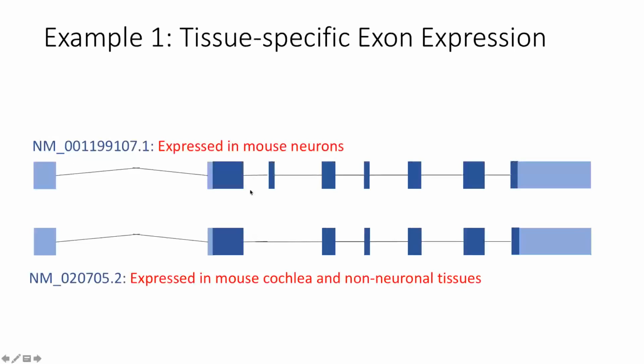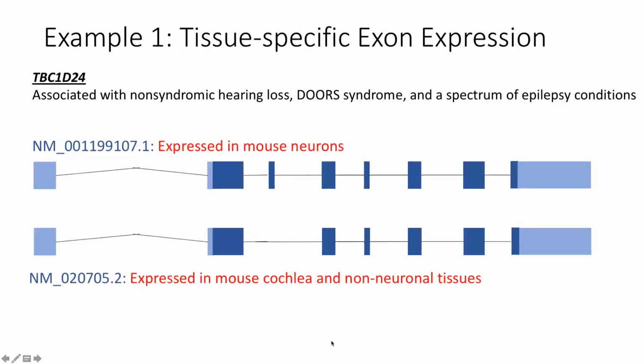So I'm going to give you a couple examples now of why transcript curation is important. The first one is tissue-specific exon expression. This is the gene TBC1D24. It's associated with non-syndromic hearing loss, DOOR syndrome, which has nail and teeth abnormalities, seizures, and intellectual disability associated with it, and also a spectrum of epilepsy conditions.